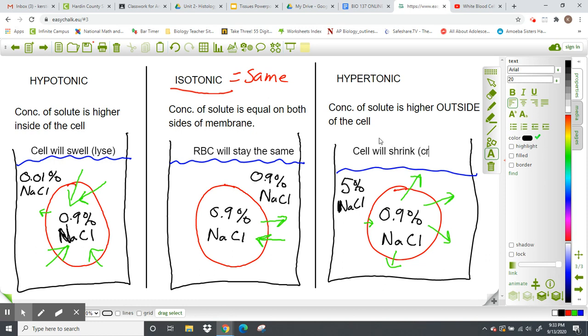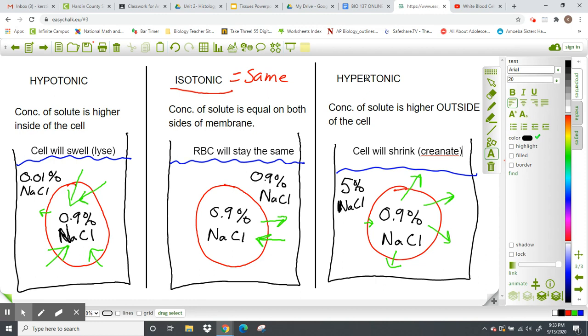Okay, or what we call crenate. It's going to shrivel up. It's going to look really weird. It's not going to work like it's supposed to. This would be like if you went to the hospital and they gave you an IV bag of straight water, deionized water, no ions in it, straight up water. This is going to cause your cells to swell and lyse, and you will probably die from it unless they fix it.